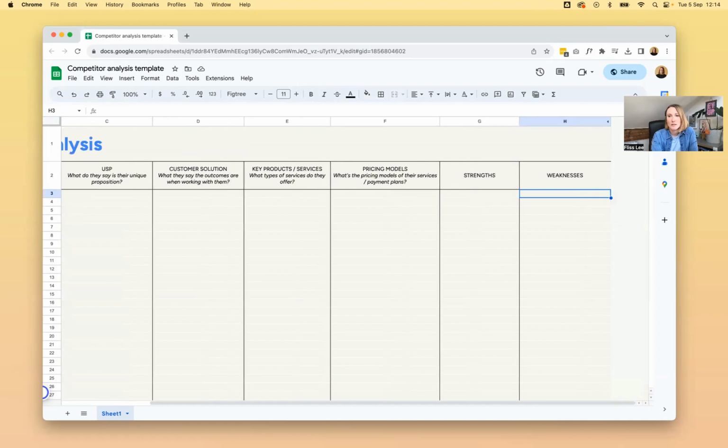And then the strengths and weaknesses. So what I want you to do is almost do a little bit of a SWOT analysis on them. So what are their strengths? What is good about them? Do they have really good visuals? Is their messaging really clear? Have they found a niche? But what are the weaknesses as well? Where are they not so good at? Are the visuals rubbish, for example? Or are they not clear on what they do?